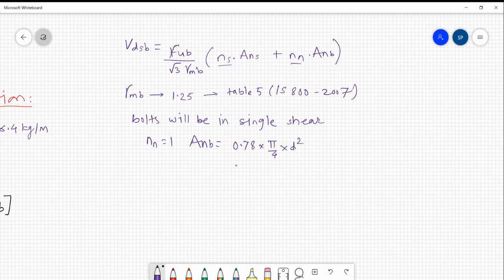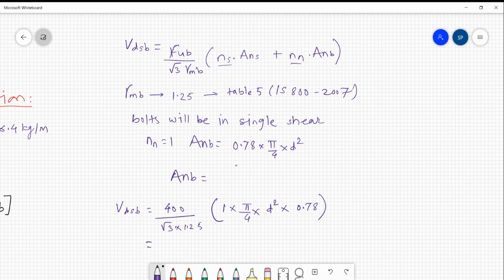Now d value is 20 mm, so that can be put there, 0.78 into pi by 4 into d square. So putting that value, you will be able to find out value of VDSB. So all the values you have to put here. VDSB equal to FUB value is 400 divided by root 3, gamma MB is 1.25 in bracket, NN is 1 into pi by 4 d square, that is 20 into 0.78. So this gives you value of VDSB.